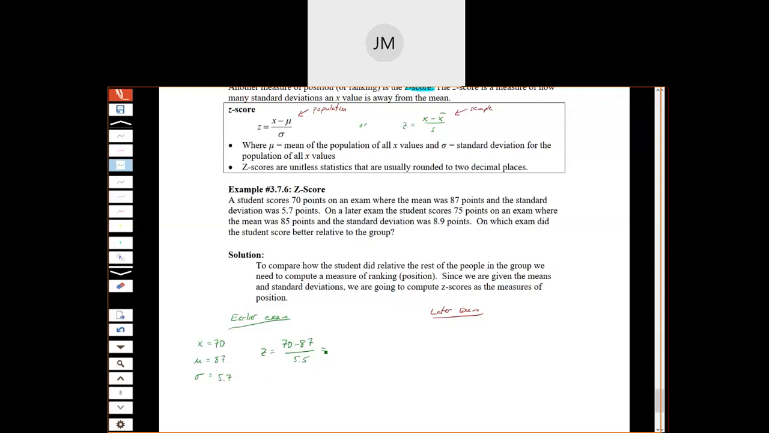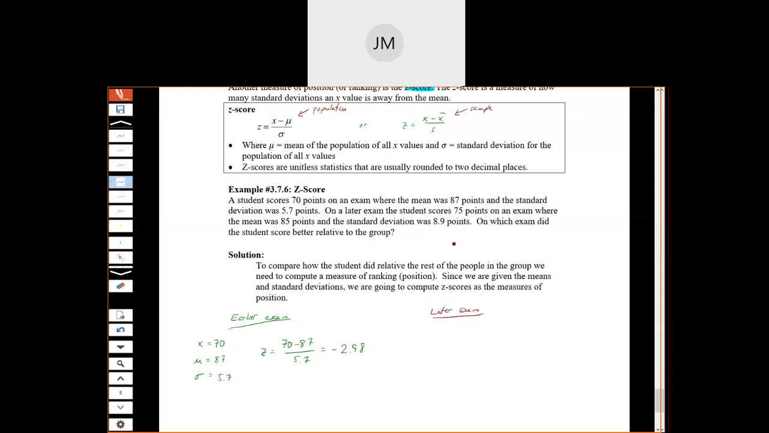And when I follow that formula, I'm going to get a negative. I think I just wrote 5.5 instead of writing 5.7. Let's fix that. So I'm going to get negative 2.98. I'm just going to round to 2 decimal places.